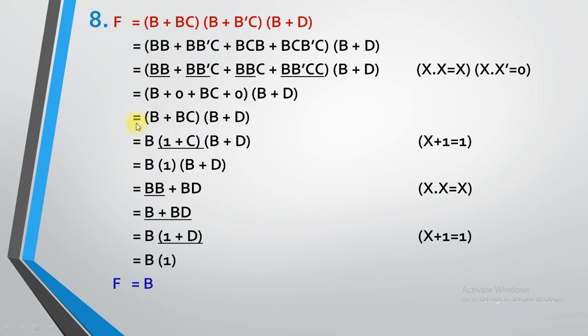Now we can take B as a common factor, giving 1 plus C. 1 plus C can be written as 1. Again we need to multiply B into B and B into D. B into B can be replaced by B. We can take B as a common factor, and 1 plus D can be written as 1. So the final answer would be B. I hope the following concept is properly clear.